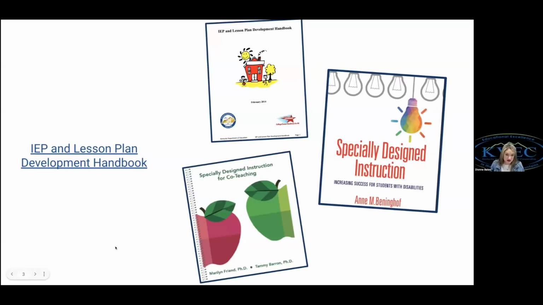So here are some resources, and all of these are excellent things to help guide us when we choose specially designed instruction. You'll see the IEP Lesson Plan Development Handbook is issued by the Kentucky Department of Education. Within that document, there are lots of resources available for you to look at. If a child has a disability in a certain area, what is some of the appropriate instruction that we do special for that child?